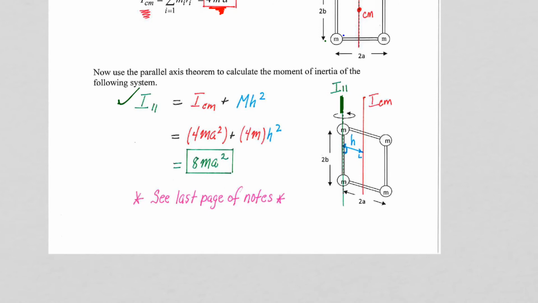to get our answer. So we had I center of mass was 4ma squared. Now, using the parallel axis theorem, we are simply going to add this term to I center of mass. Capital M is 4m, and the h squared is always the perpendicular distance between the two axes. So in this case, h is going to equal a. So we replace h with a, and we get the 8ma squared that we got on our last example.